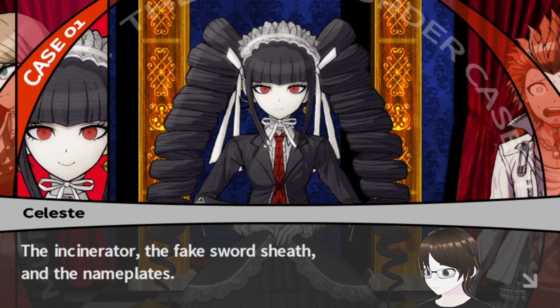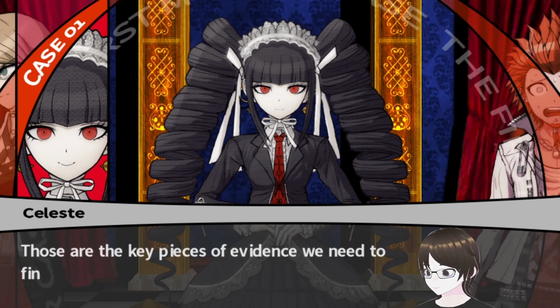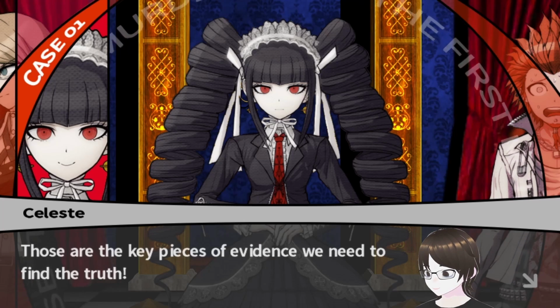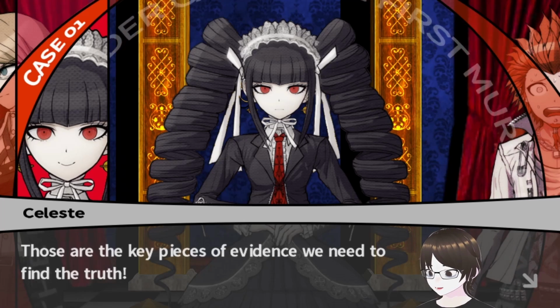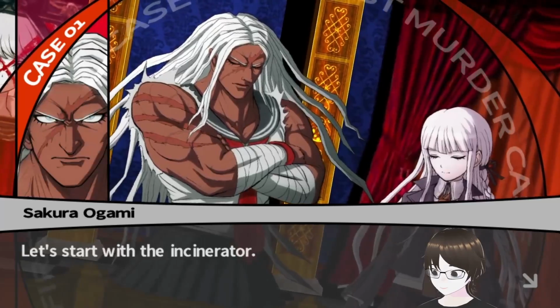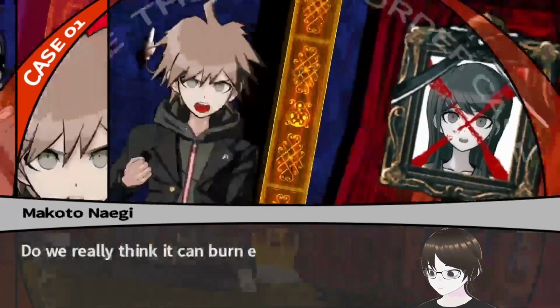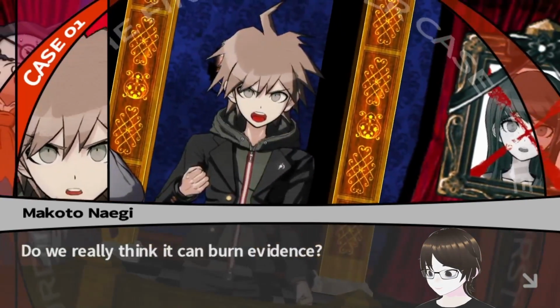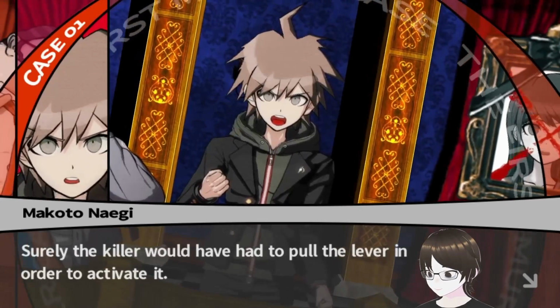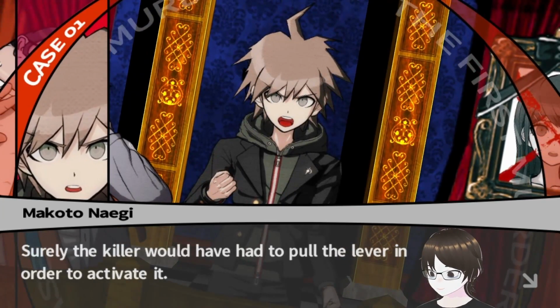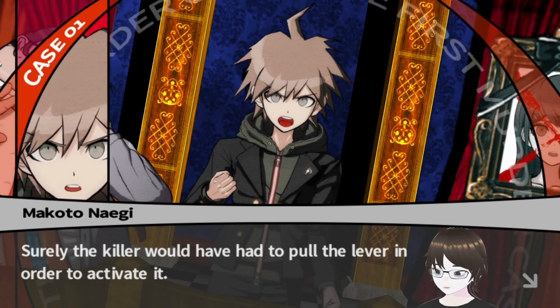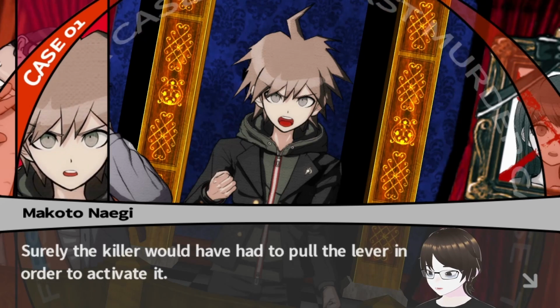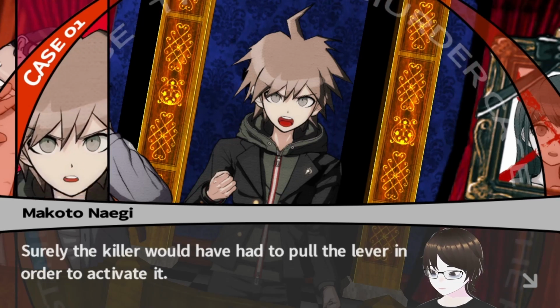The incinerator, the fake sword sheath, and the nameplates. Okay. Those are the key pieces of evidence we need to find the truth. Yeah. There's something here we're not seeing still. Let's start with the incinerator. Do we really think it can burn evidence? Surely the killer would have had to pull the lever in order to activate it. Yeah, they would need the key to activate it. Unless they got someone else to somehow.